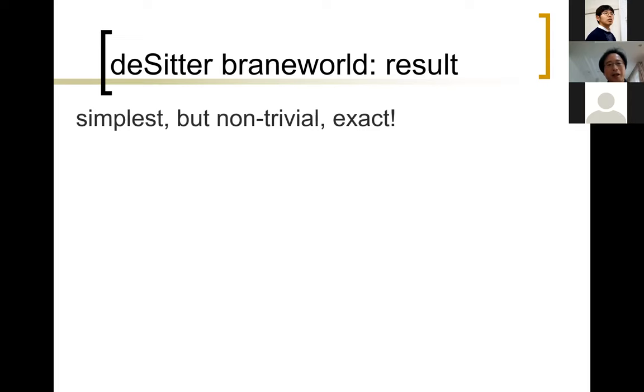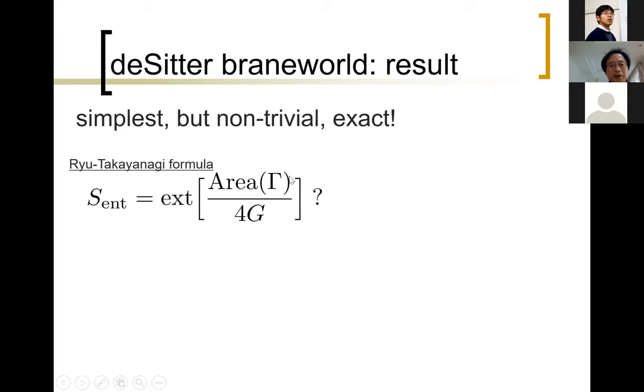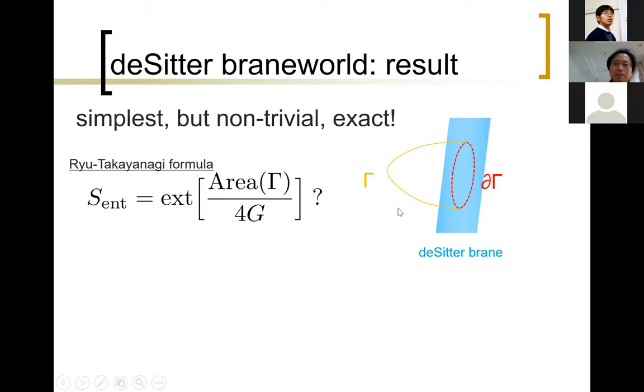Why I focus on this model is that the setup is simplest, but non-trivial. We can have an exact argument. So the Ryu-Takayanagi formula is this, but for this setup, we are thinking of a de Sitter brane. I suppose the five-dimensional space-time is anti-de Sitter space-time. To compute entanglement entropy, we have to take some surface. As a consequence, the boundary of this surface is just the cosmological horizon on the de Sitter brane.